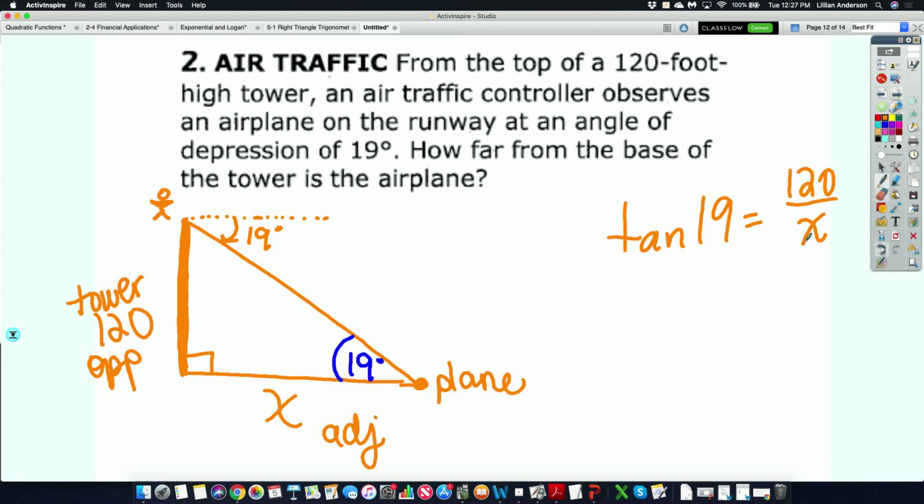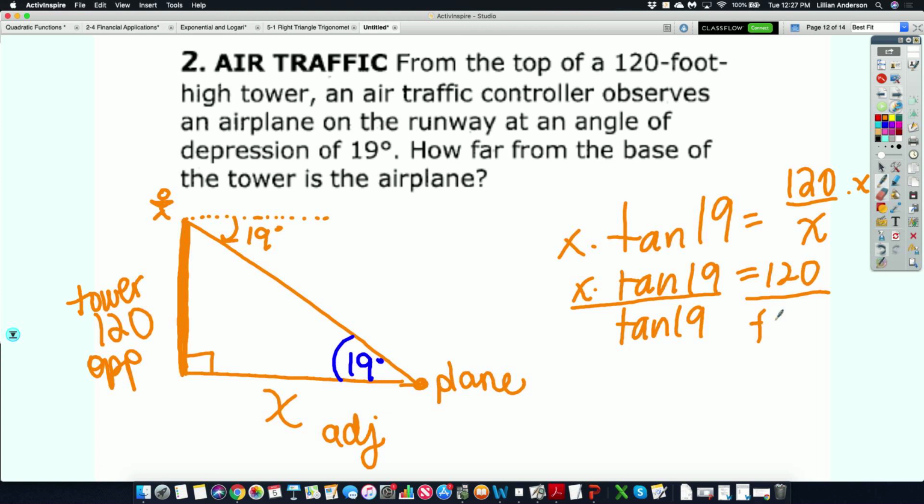How do I solve for X? Can you just switch the X and the other number? You can, essentially. That is what you're doing. You're just switching places with them. You can just trade their places, because that's all you're doing. You are dividing. This is the work that goes along with it. So 120 divided by the tangent of 19.